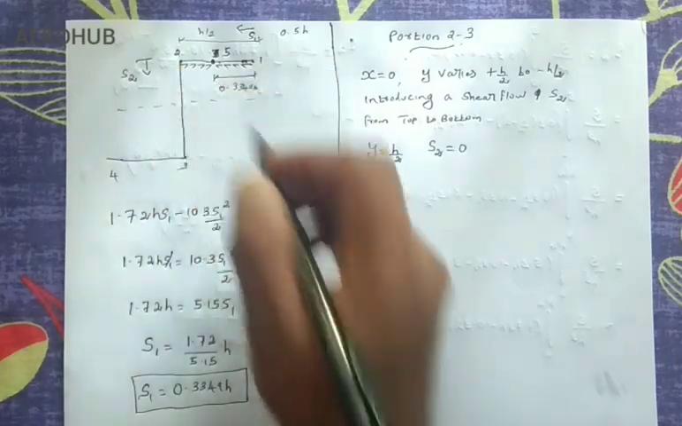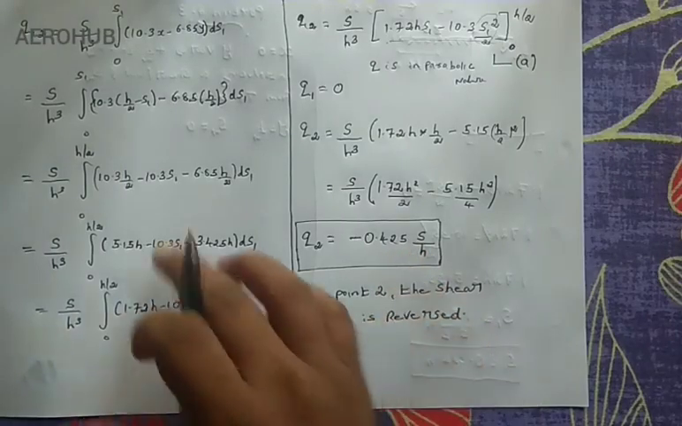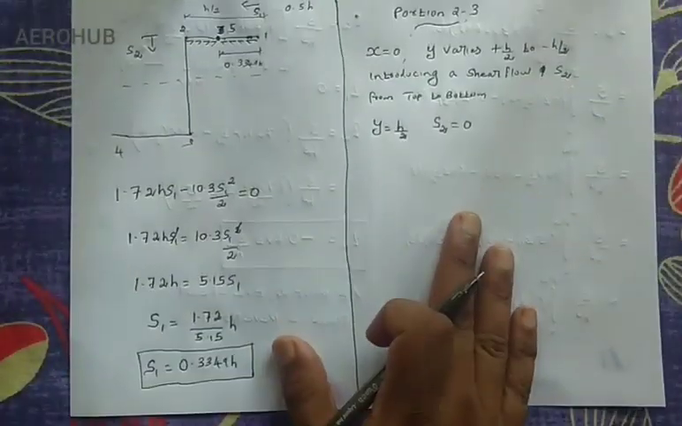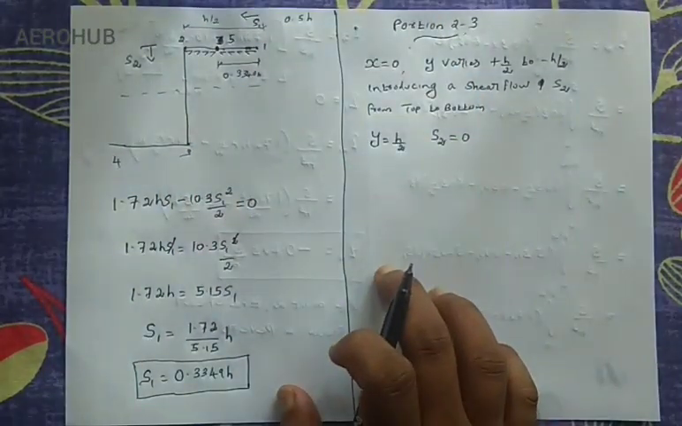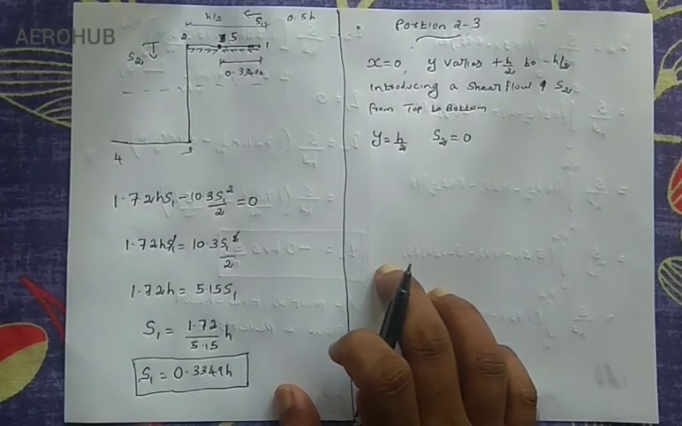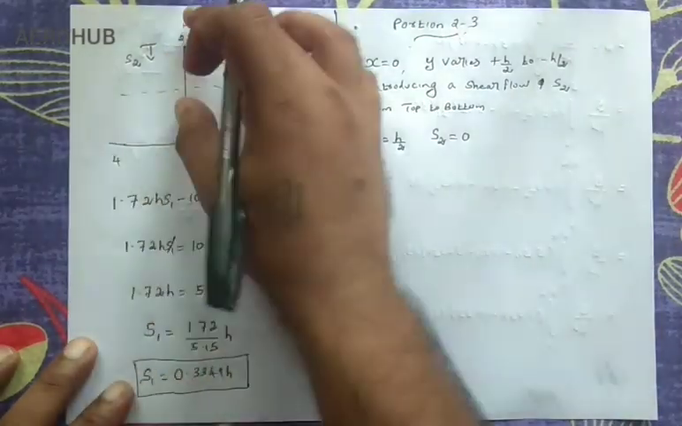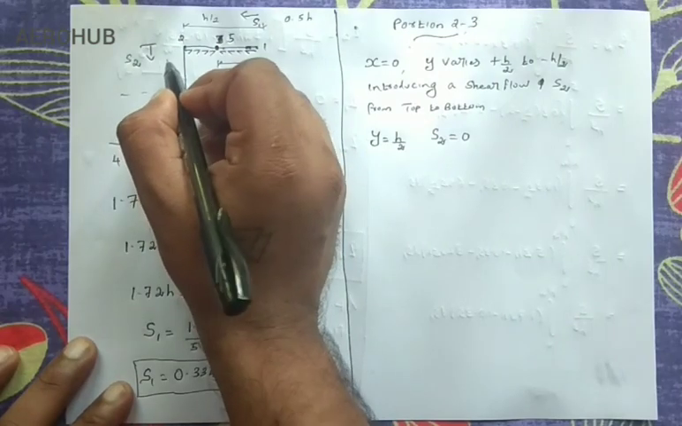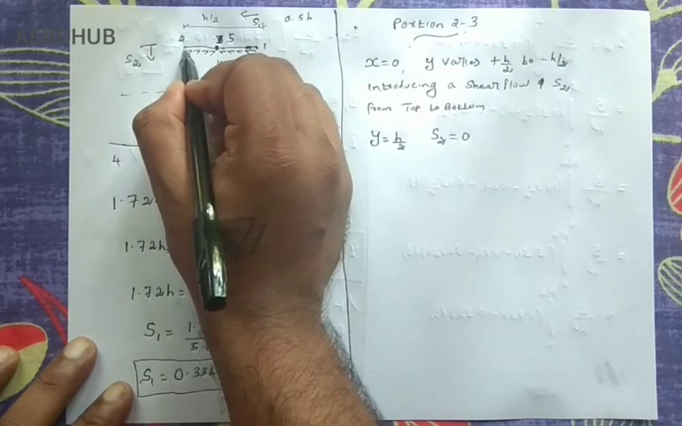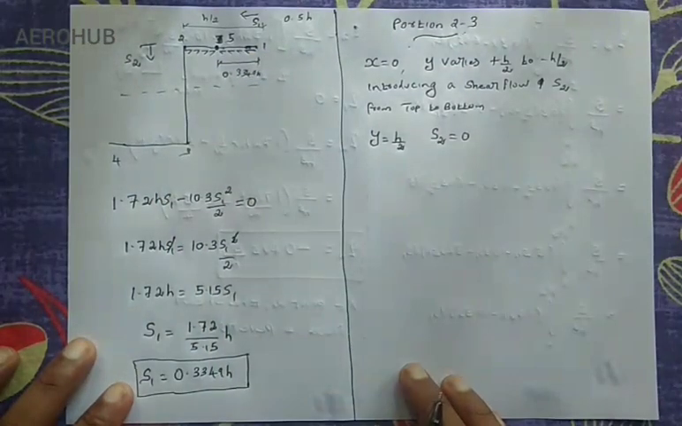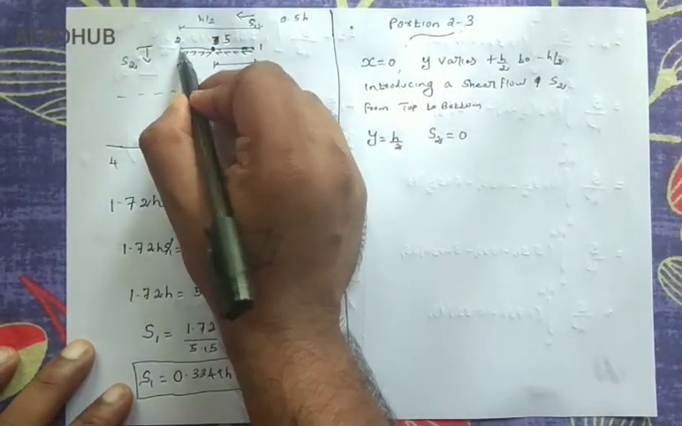That is, we have found out the value of Q2 from the previous step. Q2 is minus 0.425 S by H. We will be adding this value to the shear flow value of portion 2, 3. Thus, we can conclude that the shear flow is continuous. We don't have any method to find out shear flow continuously for the section. We will be analyzing the section separately, portion 1, 2, portion 2, 3. When analyzing a section, we assume this will be the free edge. So at point 2, the value of shear flow S2 is 0. While analyzing portion 2, 3, the value of S2 at point 2 is 0.